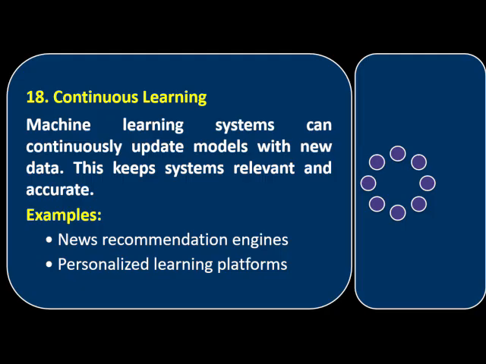Machine learning systems continuously learn from new data. This keeps them relevant and accurate. News recommendations adapt to preferences, learning platforms, personalized content. Continuous learning ensures long term performance.